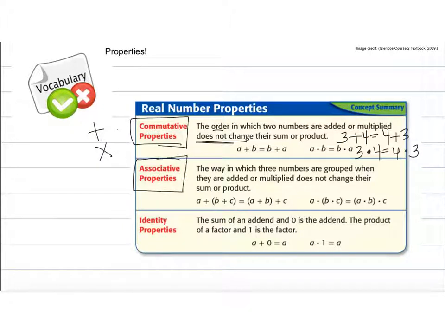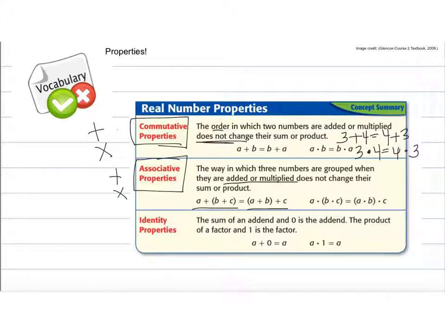And then we have the associative property. The way in which three numbers are grouped when they are added or multiplied does not change their sum or product. So again, adding and multiplying. A plus B plus C, and then if we change the parentheses, but we keep the same order, then it's still the same. Or we can even change the order, because we know that it doesn't matter if the order is changed, and change the parentheses.